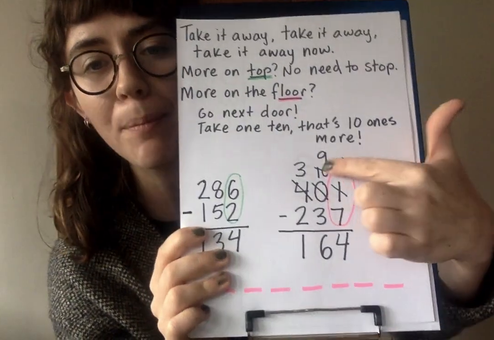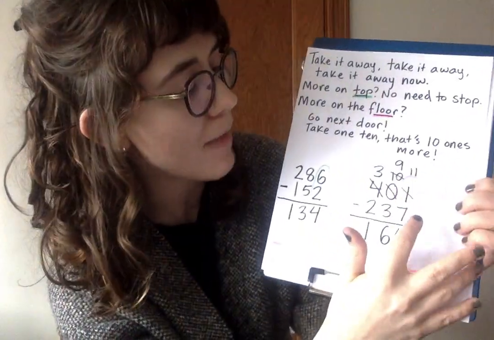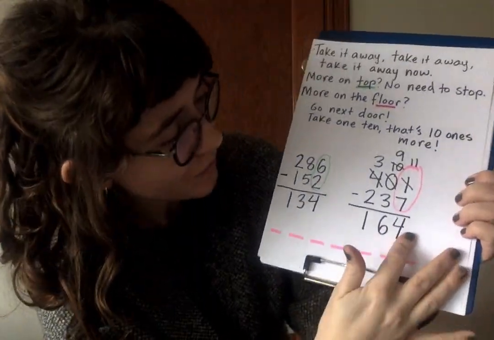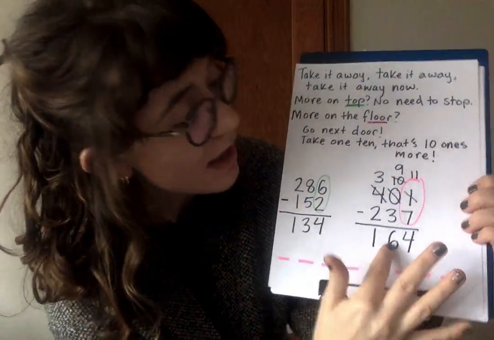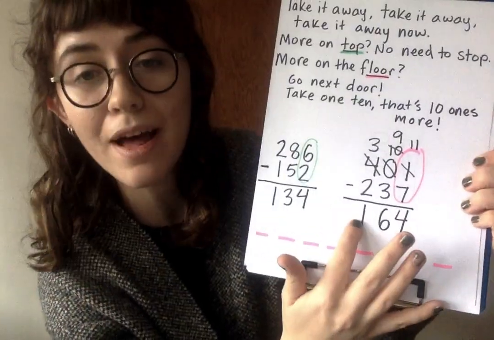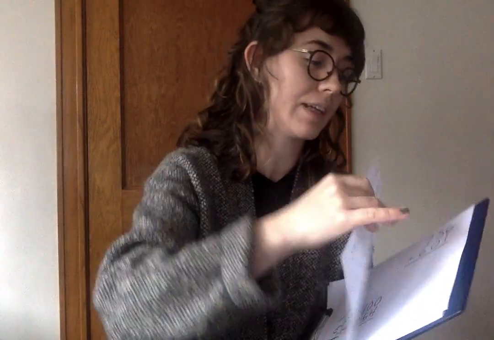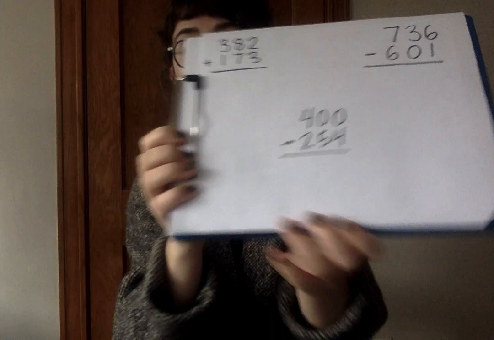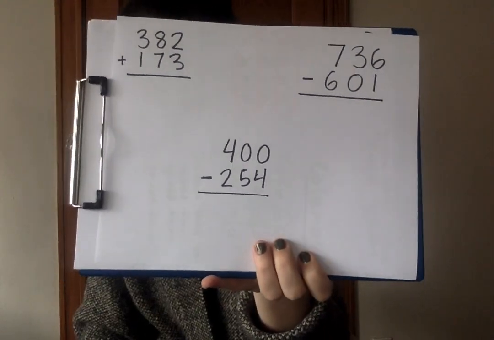I've got more on the top in every single place value. So here we go. 11 minus 7 is 4. 9 tens minus 3 tens is 6 tens. And 300s minus 200s is 100. So go ahead and check that work. And then let's get started with a couple of addition and subtraction problems. Go ahead and pause that. And then when you're ready, I'm going to move on.